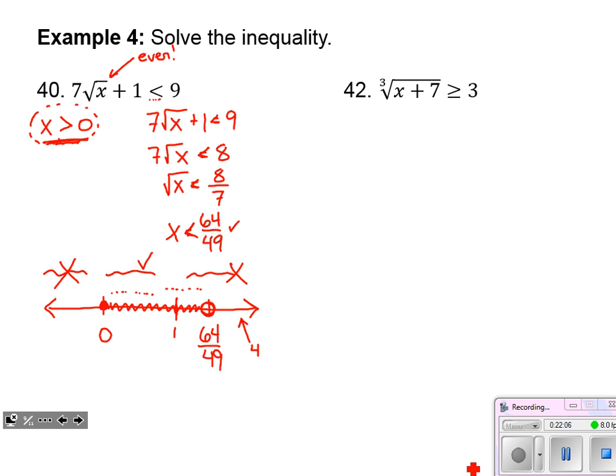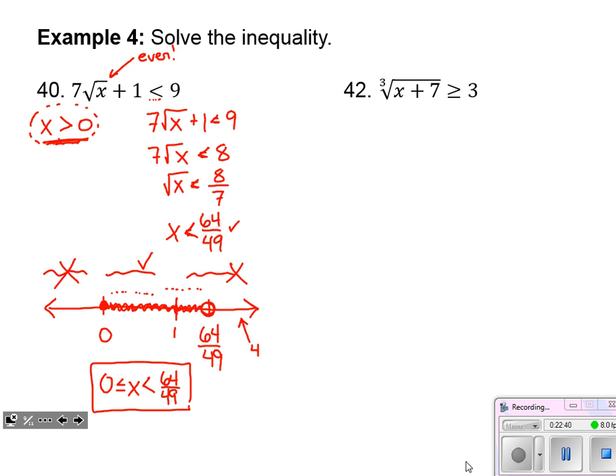I'm only concerned with this. So how do I express my answer? Well, I want all x's that include 0. So 0 is less than or equal to x, which is less than 64 over 49. Since I have a contained region on my number line, I need to use a compound inequality to show that the x is between those 2 values. So there's my solution, and the number line really helped us clarify that.